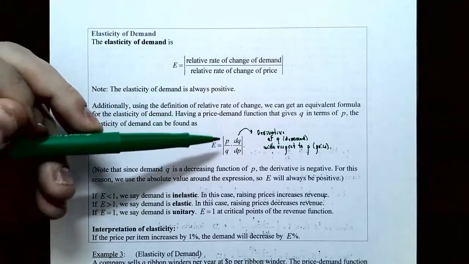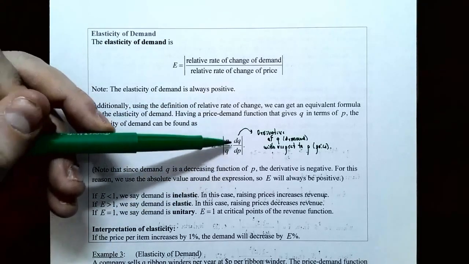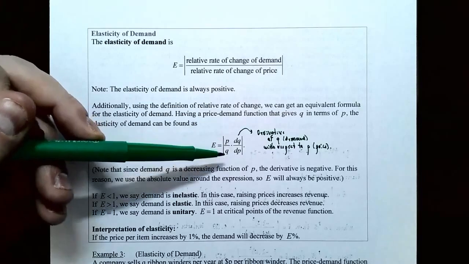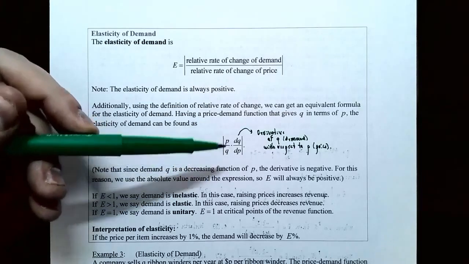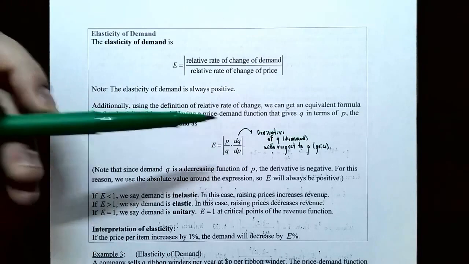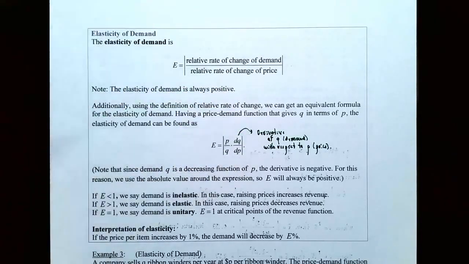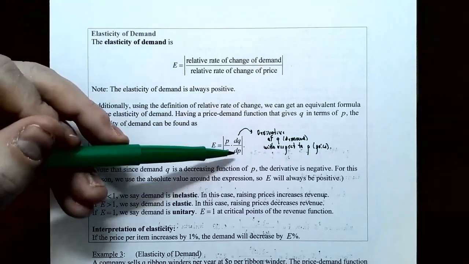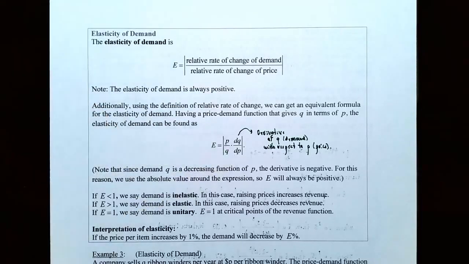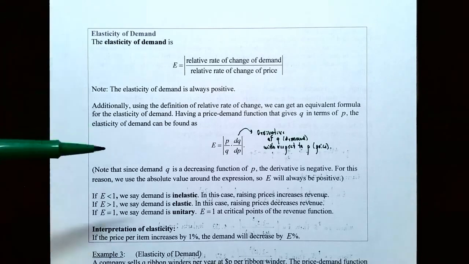Capital E is the absolute value still, so it's the variable P for price divided by the function Q, which is demand, times dQ/dP. Now dQ/dP is the derivative of Q, so the derivative of the price demand equation, where P is the variable, which is representing the price. So note that the demand is a decreasing function of price, so the derivative will be negative. For this reason, the absolute value is around the expression, so that E, the elasticity of demand, will always be a positive number.